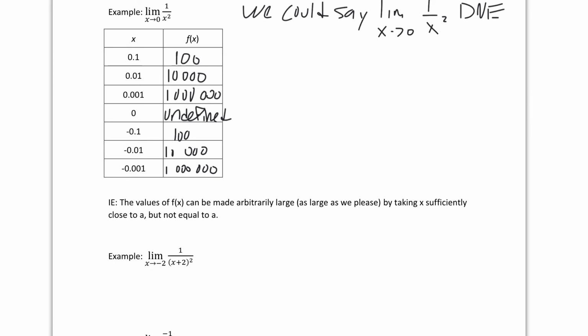So these values of f(x) can be made arbitrarily large. We can make them as large as we please by taking x sufficiently close to a but not equal to a. And so in that case, when that happens, we say that the limit as x approaches 0 of 1 over x squared equals infinity. Again, it's a little bit weird here because infinity is not a number, but what we're saying when we write this statement is that the values are getting arbitrarily large.